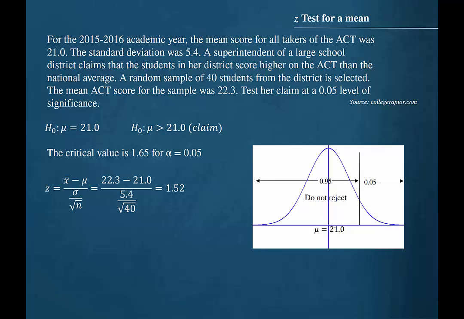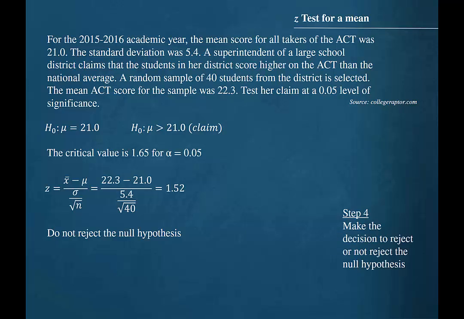We have determined the critical z-value so that 5% of the distribution lies in the rejection region. That would leave 95% of the sampling distribution to the left of the critical value. Therefore, it would be very unlikely that we would commit a type 1 error, which is to reject a true null hypothesis. But our calculated z-test value was 1.52. This does not lie in the rejection region, so we should not reject the null hypothesis.